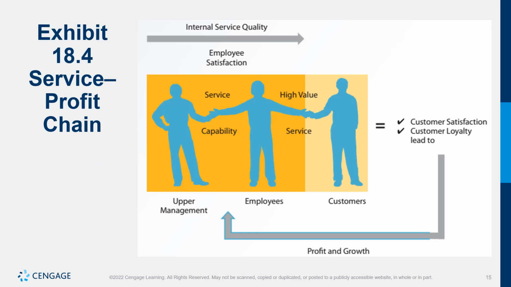The key concept behind the service profit chain is internal service quality, meaning the quality of treatment that employees receive from companies' internal service providers, such as management, payroll and benefits, human resources, and so forth. Good internal service leads to employee satisfaction and service capability. High-value service leads to customer satisfaction and customer loyalty, which in turn lead to long-term profits and growth.